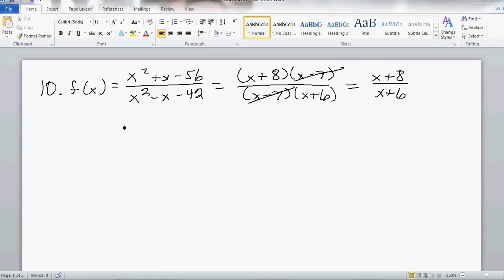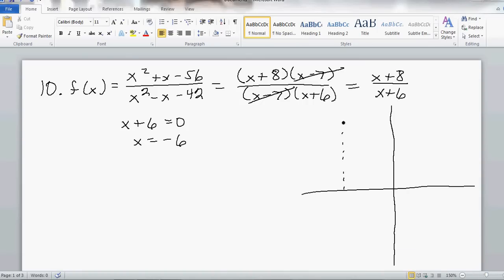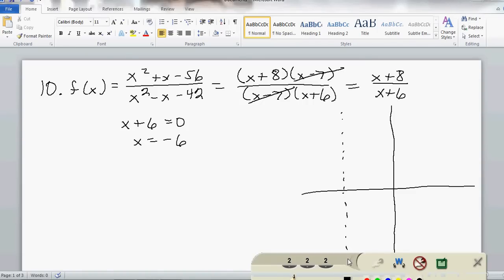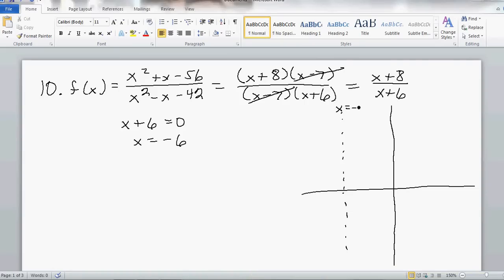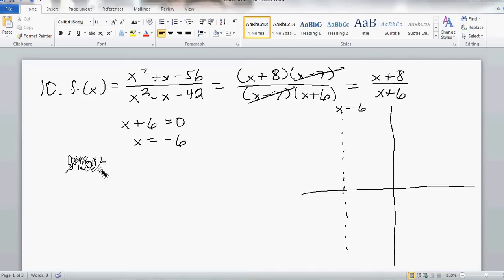So the first thing I need to do is look at where are the vertical asymptotes. X plus 6 equals 0, subtract 6, x equals negative 6. So I'm going to come over here to my graph, and I know x equals negative 6 has to be one of my asymptotes. Okay, next thing I might look at are the intercepts. Well, let's do the y-intercept. Oh, let's do the other asymptotes first.